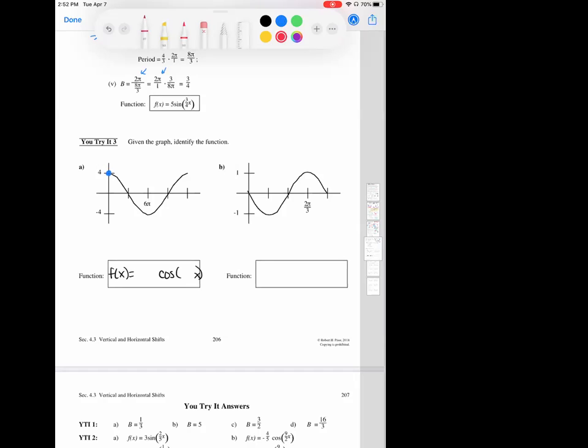Now I start with 4. It's our highest peak, so it's going to be an amplitude of 4. And because I start with my highest point and move forward, it's going to be positive 4. So I have an amplitude of 4. Now I must determine my b, cosine of what x? All right, well, I need to find this number. That number is really important.